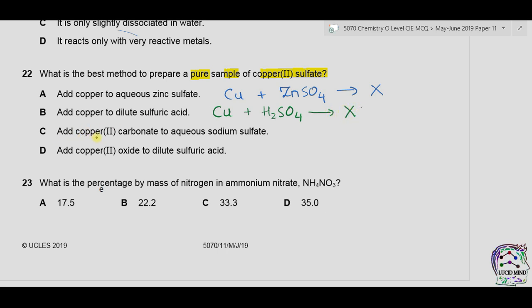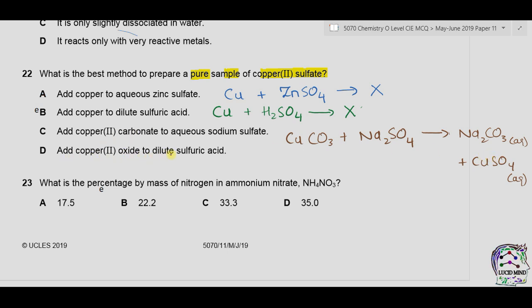In part C, we have to add copper(II) carbonate to aqueous sodium sulfate. Now this is copper carbonate and this is sodium sulfate. The products formed will be sodium carbonate and copper sulfate. Now both sodium carbonate and copper sulfate are soluble salts, so therefore it will be difficult to produce a pure sample of copper sulfate as both are aqueous solutions.